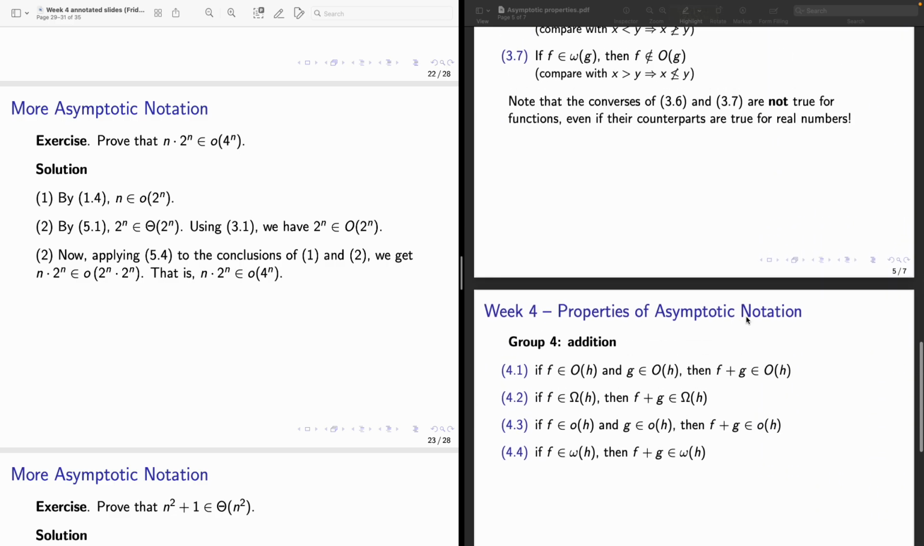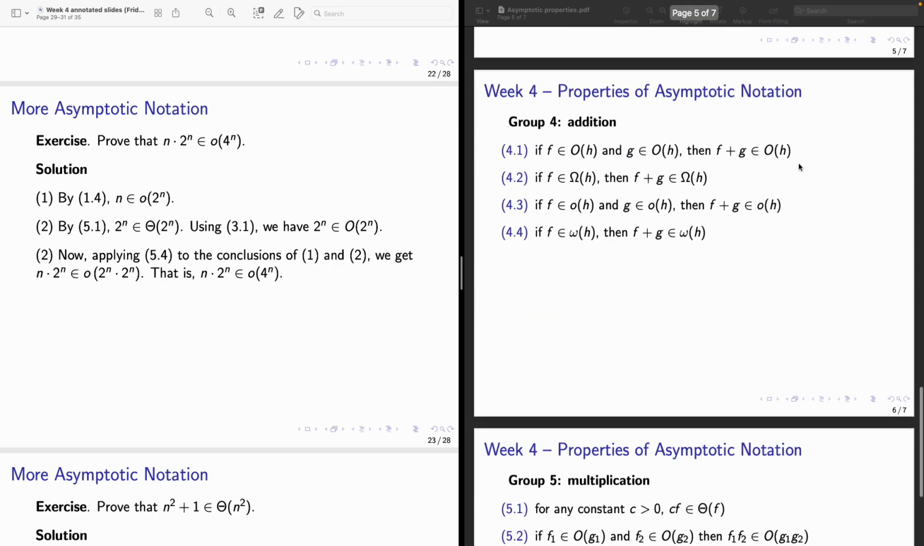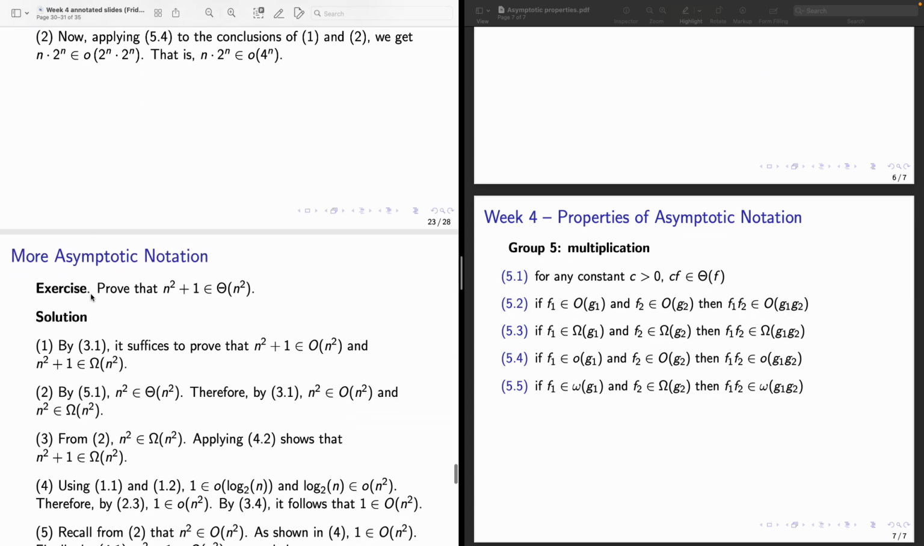Then, since we have big theta, we can conclude big O. 2 to the n grows at the same rate as itself, so we can say that it's the same rate or slower than itself. And we use that product rule. We have 2 functions, one of which is in little o of 2 to the n, the other is in big O of 2 to the n. And their product is in little o of 2 to the n times 2 to the n, which is 4 to the n.